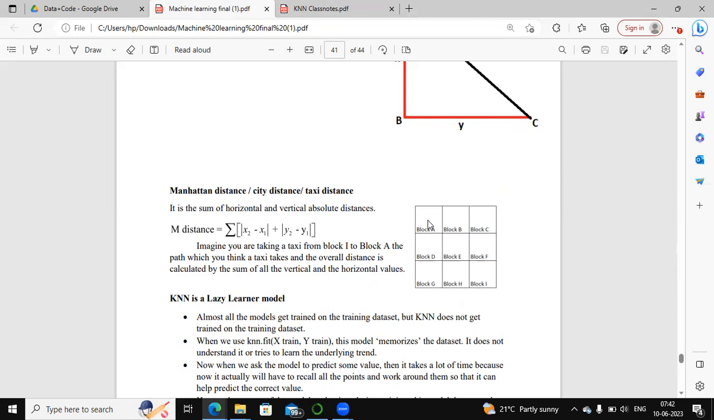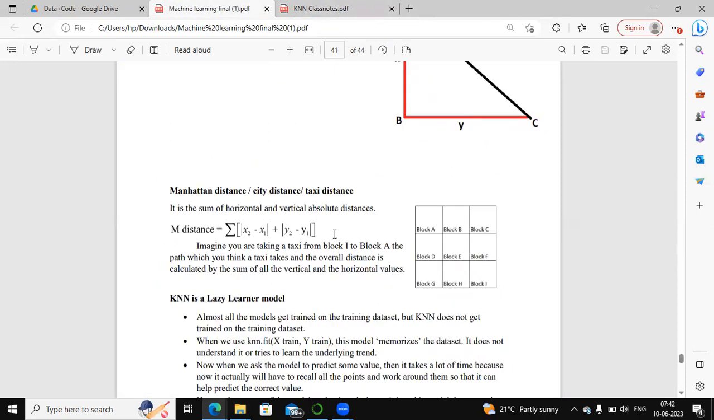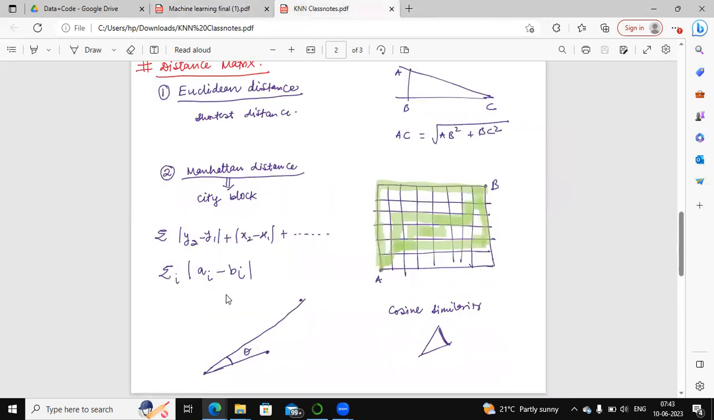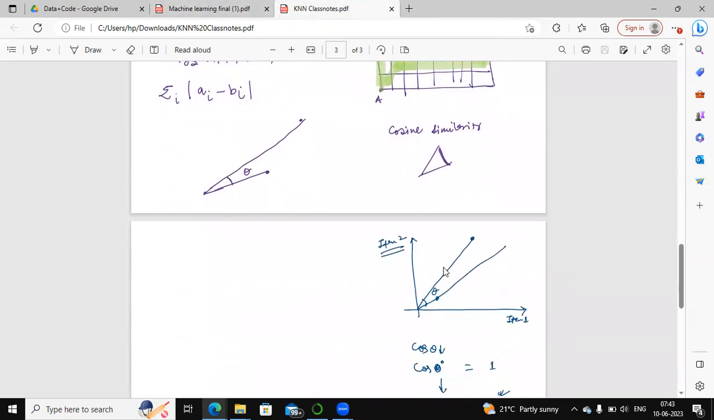If you want to go from block A to I, we will go from block A to D, then A to G, and then from block G to I. So we have both vertical as well as horizontal distance. Manhattan distance is the summation of absolute x2 minus x1 plus y2 minus y1. In general, it is written as the summation of ai minus bi.